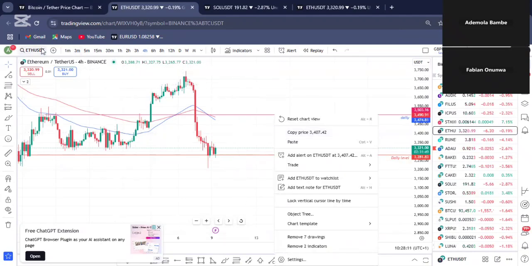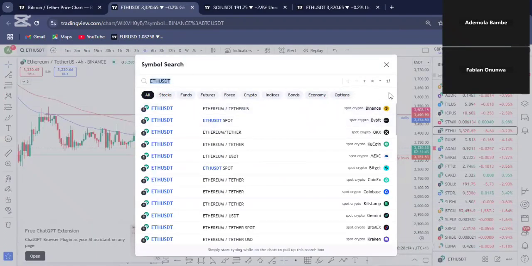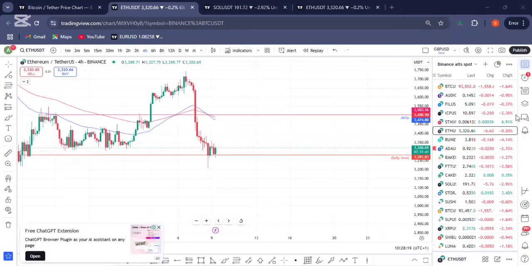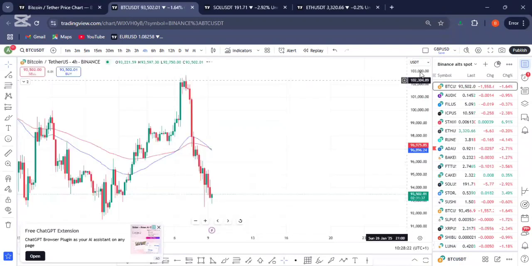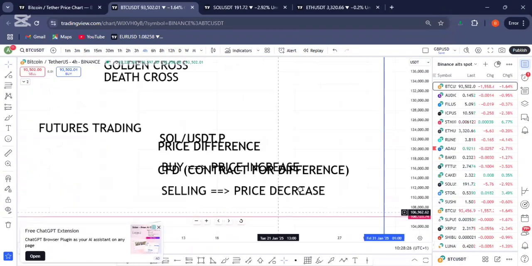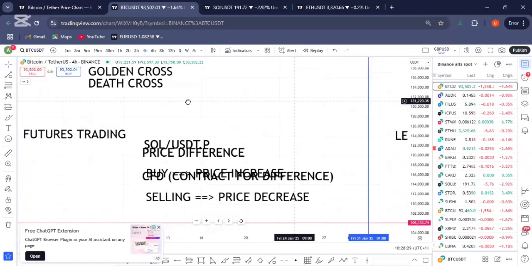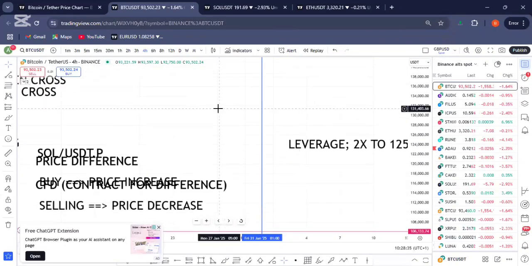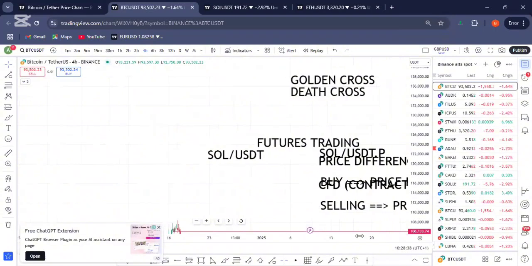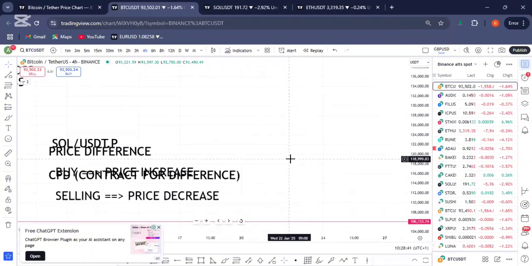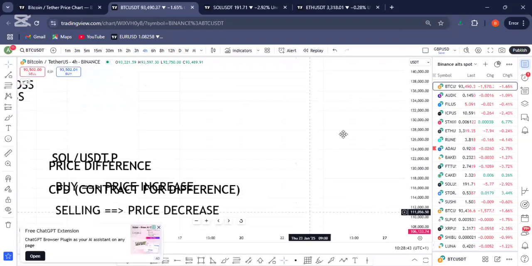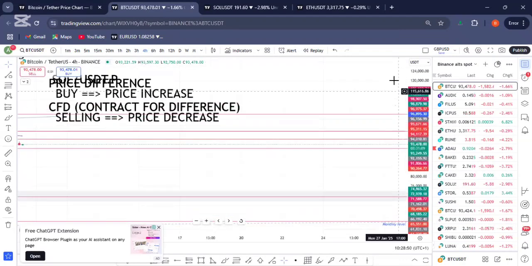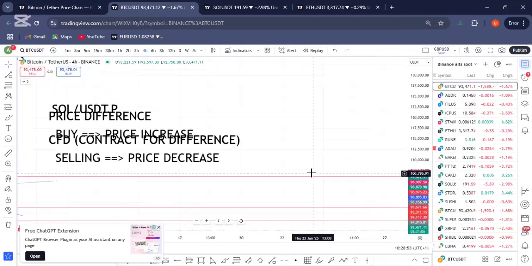And I told you that we have different types of leverage. I showed you that we have from 2x to 125x. These are different levels of leverage. So when we say 125x, it simply means that what your money is supposed to buy, you are now buying 125 times of it.